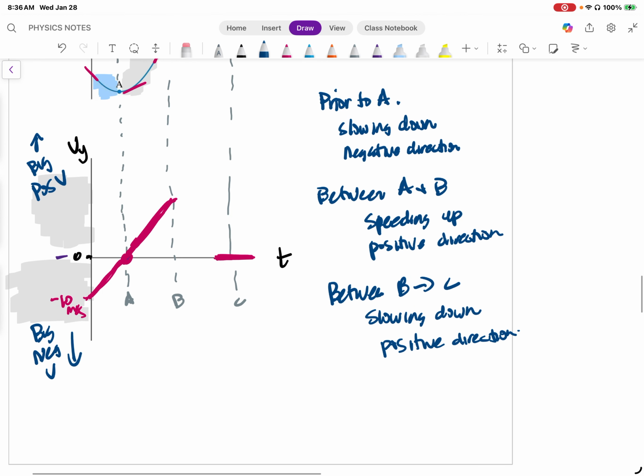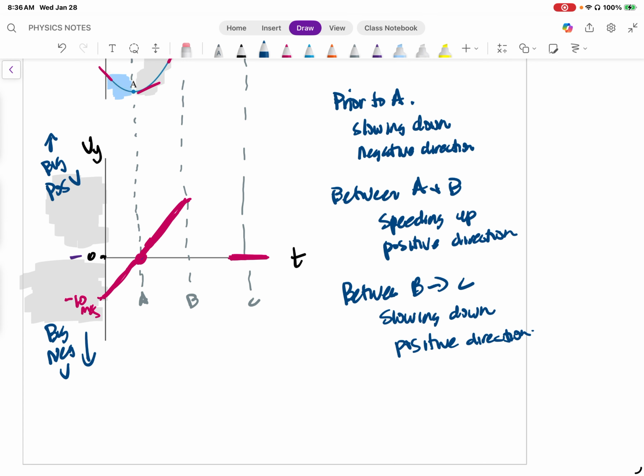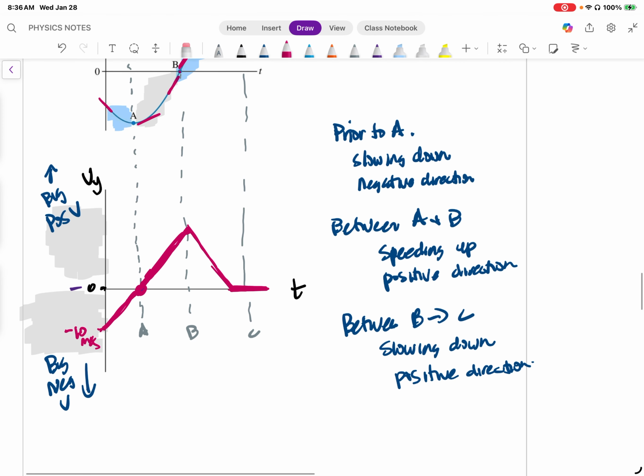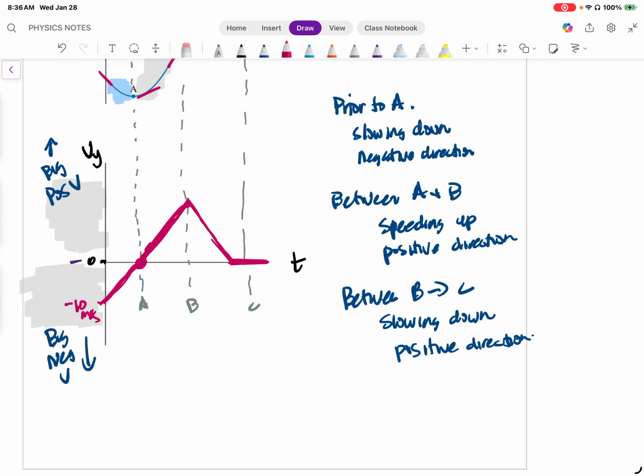So between B and C, we're going to be slowing down. What I had left at B, we were up here, at some positive velocity. Now we're going to slow down in the positive direction. We're actually going to slow all the way back down to 0, because we know that we level off at this point. So here I have a measurable positive velocity, so I'm moving in the positive direction. This is showing me slowing back down to 0, where we are then at rest.